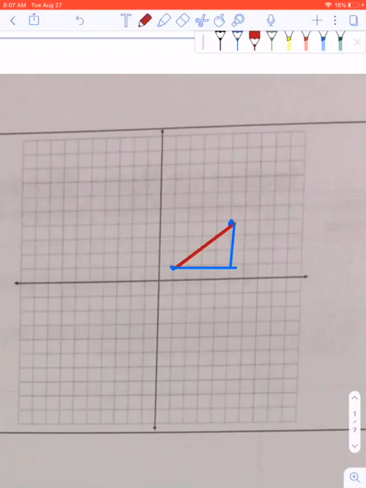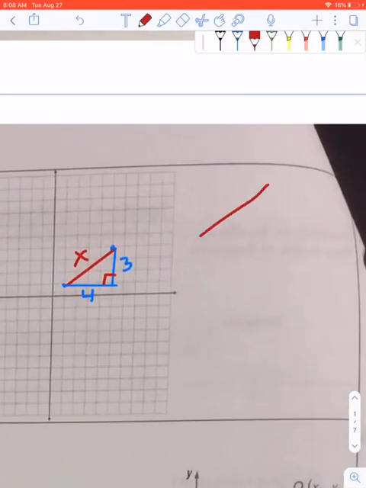So if we count over, this side on the bottom has 4 boxes to make that side, and the one on the right side has 3 going up, so it's going over 4, up 3 to get from one point to the other. But what I want to do is find that third side. So to find that third side, what I can do is use Pythagorean theorem, because this makes a right triangle.